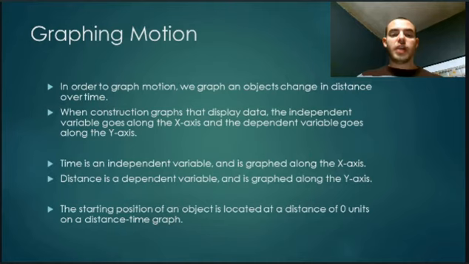The starting position of an object is located at a distance of 0 units on a distance time graph. Whether it's miles, meters, feet, whatever unit of distance is being used, that's the starting position at 0.